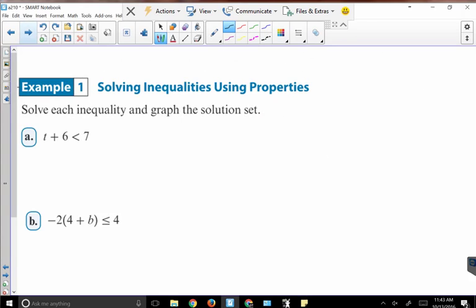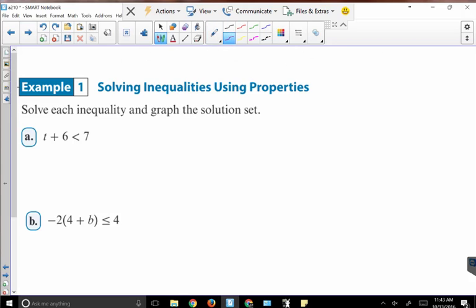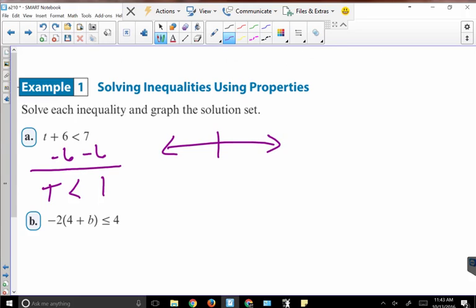So, solving inequalities using properties. Again, this is nothing any different. I know it's kind of like a redundant saying here, but you guys know how to go through and solve these things. So if I see t plus 6 less than 7, subtract 6 from both sides, and we end up with t less than 1. When we graph it, all I would expect you to do is identify it at 1. You don't have to go and put all the other marks in there. What would be at 1? Open circle or closed circle?